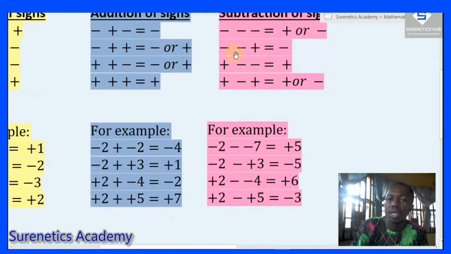Then the same thing here. When this multiplies this, you will get minus. So if you minus something, it should always give you minus. That's why when you subtract minus and plus, you always get minus.